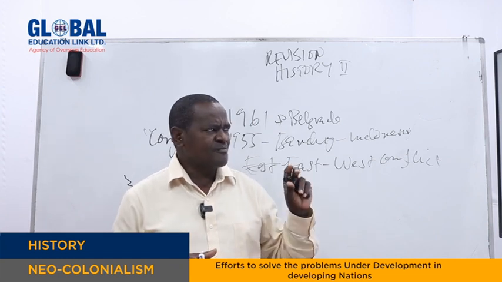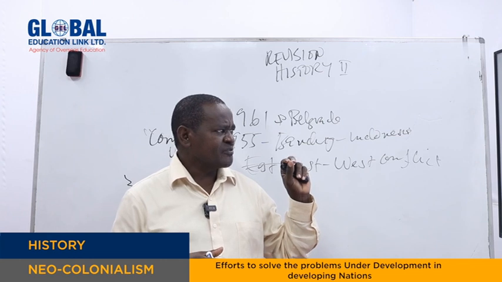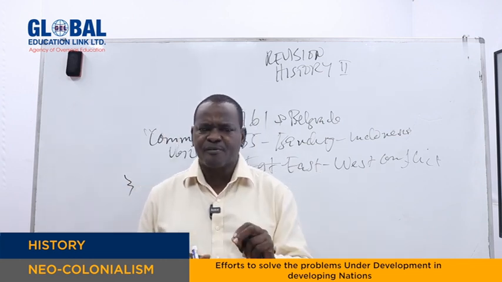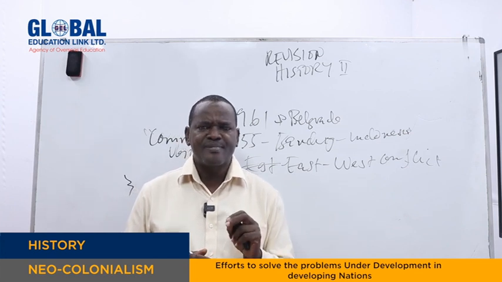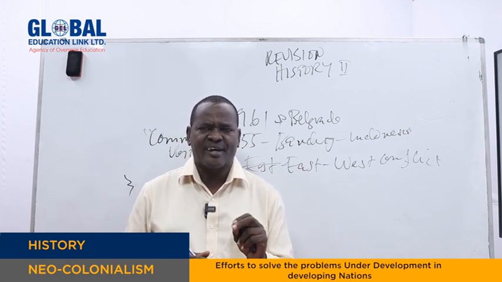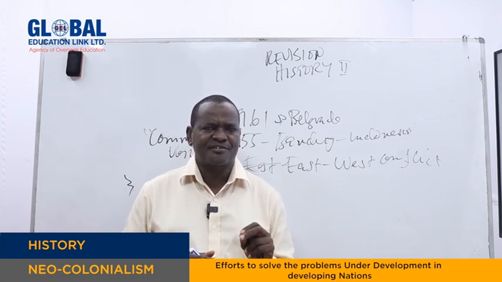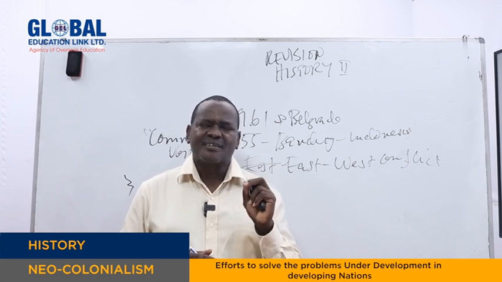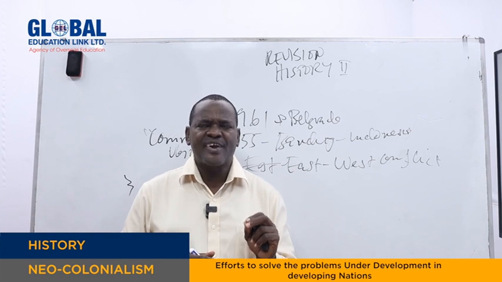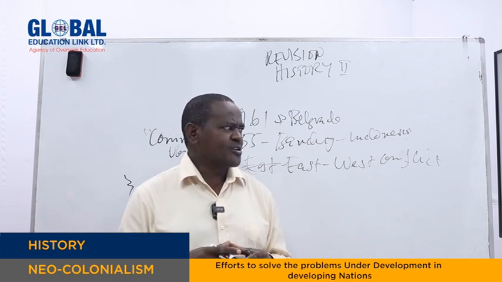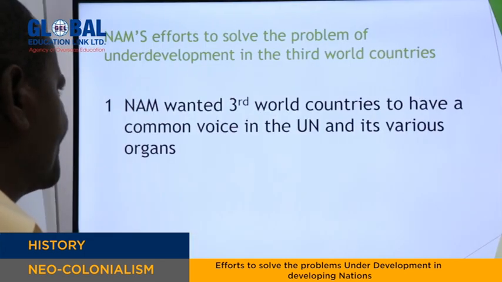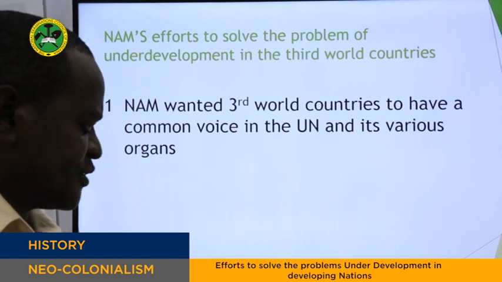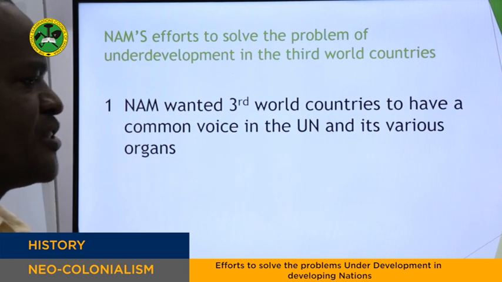So one very important contribution of NAM to solving the problem of underdevelopment of third world countries was to make them go to the UN, to the international discussions, to the different international platforms as one. That means they could go there as one. So one thing was to give voices to the third world countries in the UN and its various agencies. That was a very important contribution of NAM.